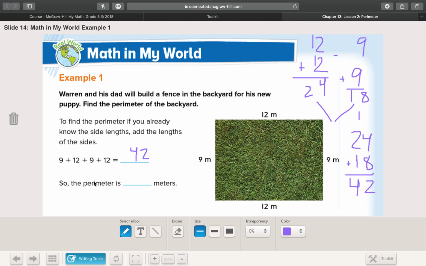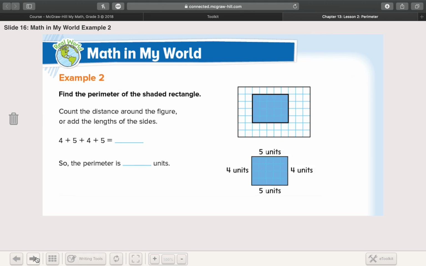But again, it's not just 42. The perimeter is 42 meters. Don't forget that part. That's your unit. It's really important. Okay? The perimeter is 42 meters. That means we would need 42 meters length of fence. That's how you know how much fence to buy. Okay, let's move on. We were correct.